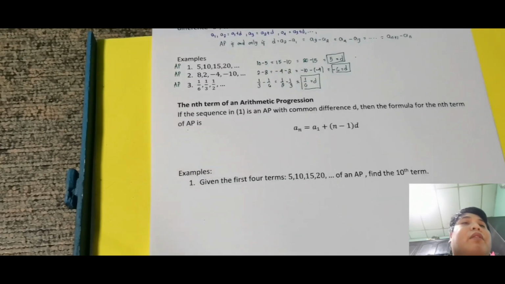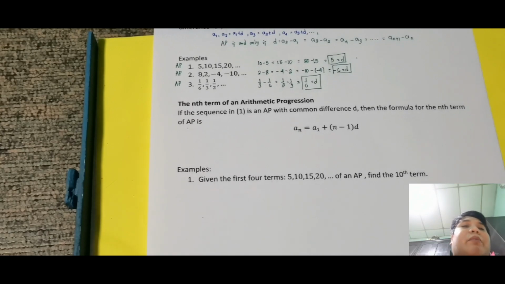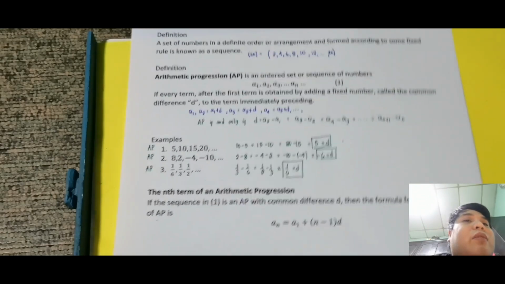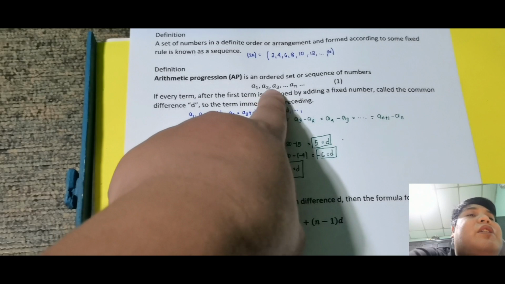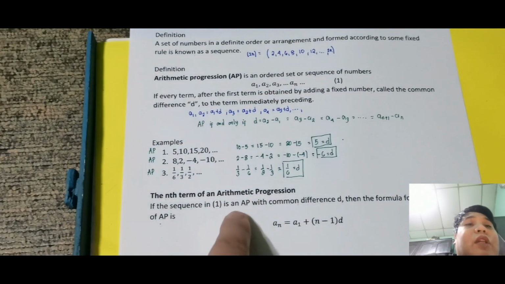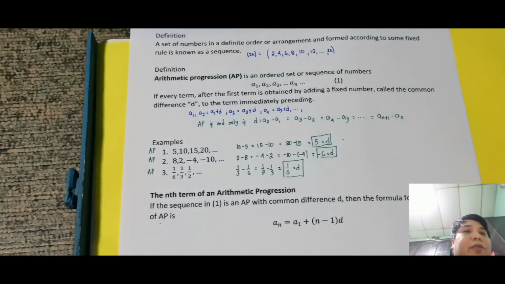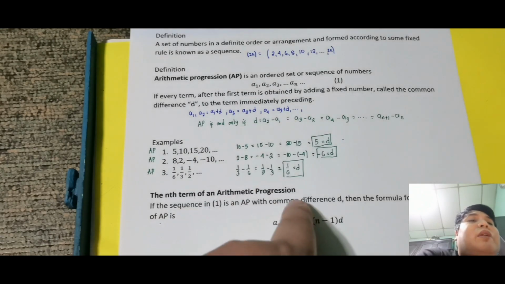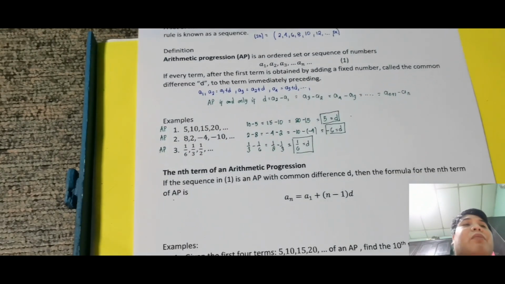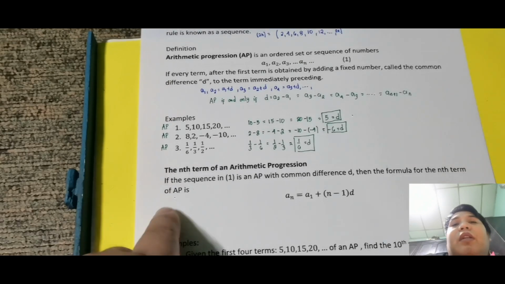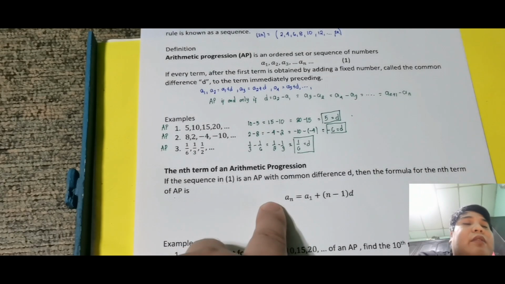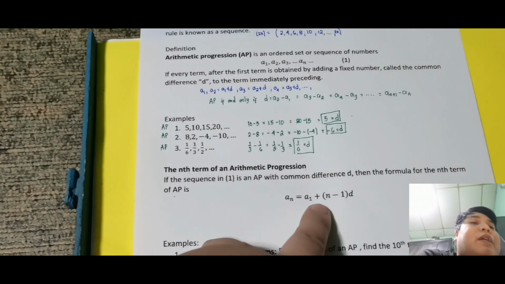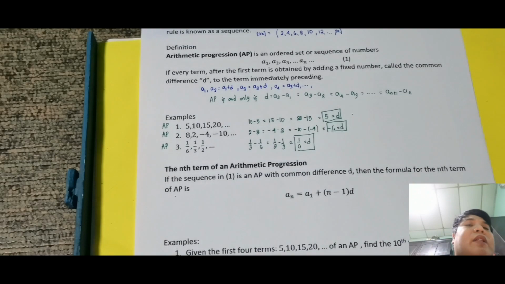Okay, so we have this topic, the nth term of an arithmetic progression. If the sequence a sub 1, a sub 2 up to a sub n is an arithmetic progression, so meaning, alam ko na siya arithmetic progression with common difference D. So, meaning, given si D. Then, the formula for the nth term of an arithmetic progression is a sub n is equal to a sub 1 plus n minus 1 times D.